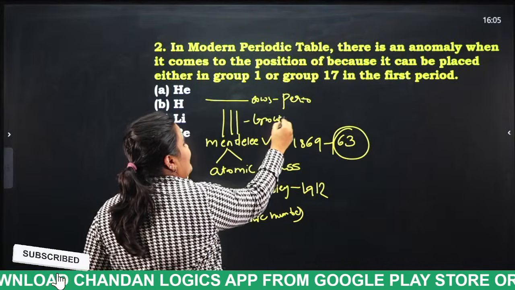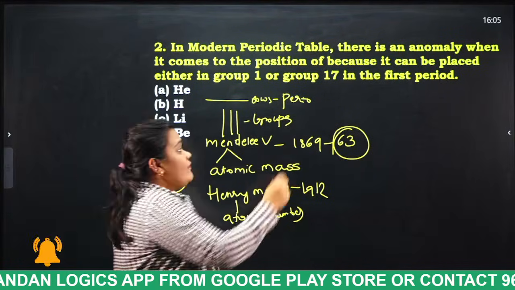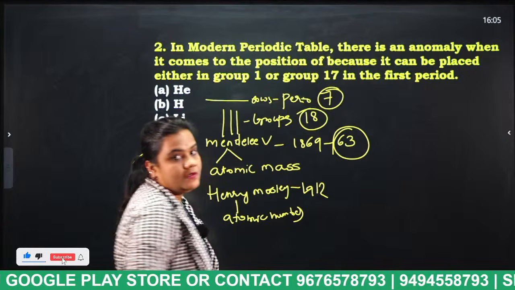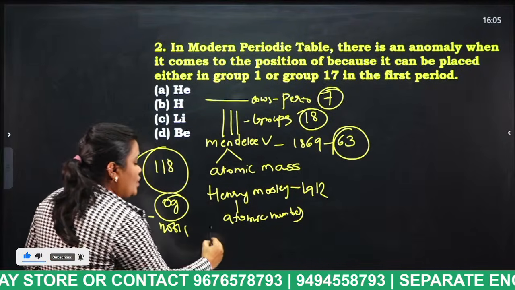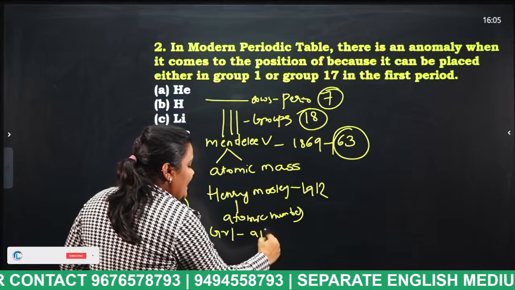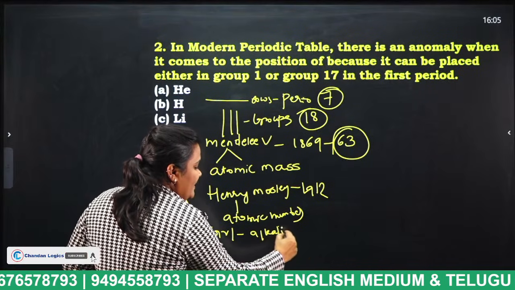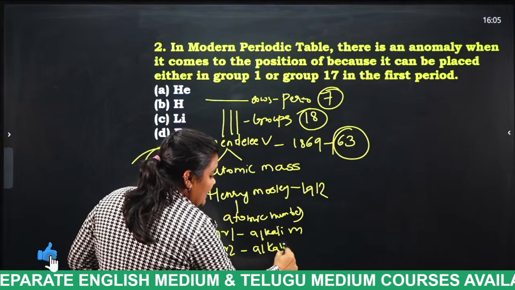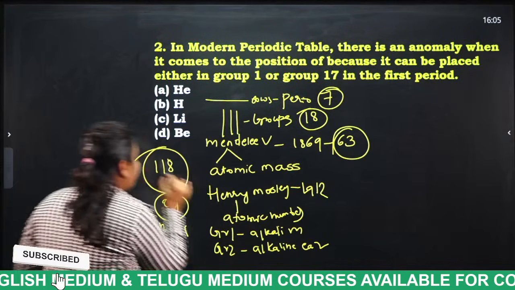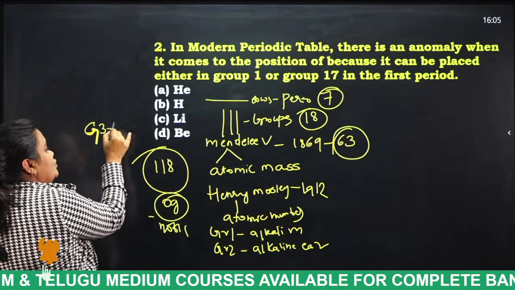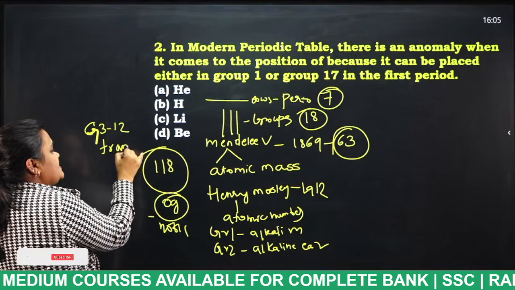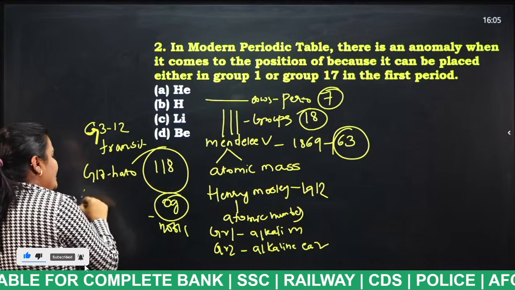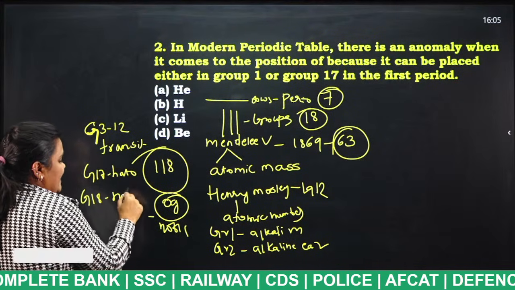In total, how many periods do we have, students? We have 7 periods. And how many groups do we have? 18 groups. So, group 1 are considered as what, students? Alkali metals. Group 2 are alkaline earth metals, and groups 3 to 12 are transition metals, group 17 are halogens, group 18 are inert or noble gases. Everybody knows this.